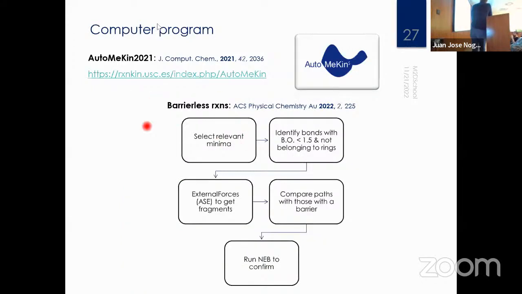Okay, everything that I said so far is to get saddle points, right? So we want to get barriers. But there are many important reactions that go without a barrier. There is no barrier reaction. And recently, also in the same publication, ACS Physical Chemistry Au, we came up with a simple algorithm to identify barrierless reactions. I mean, identify those reactions from a mechanistic point of view. I mean, just drawing the reaction is not very complicated, so I will tell you in a minute.